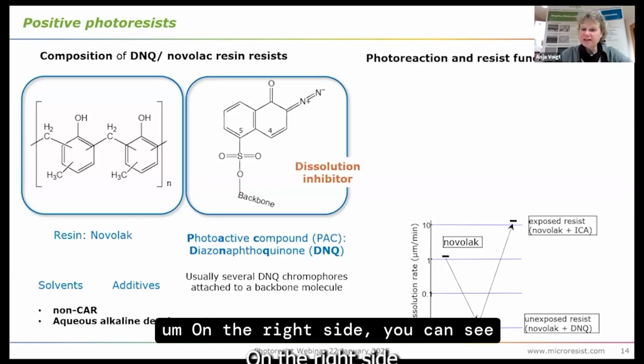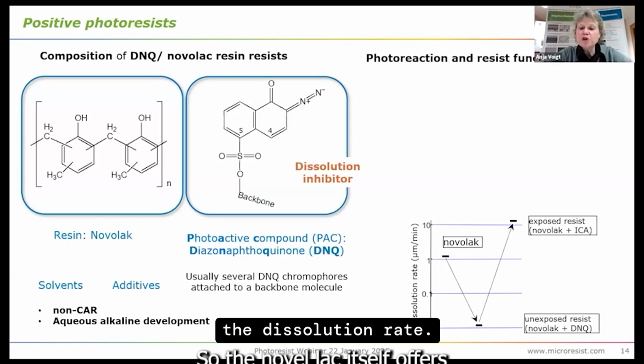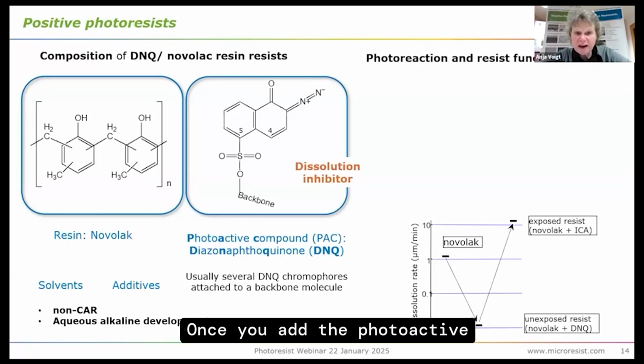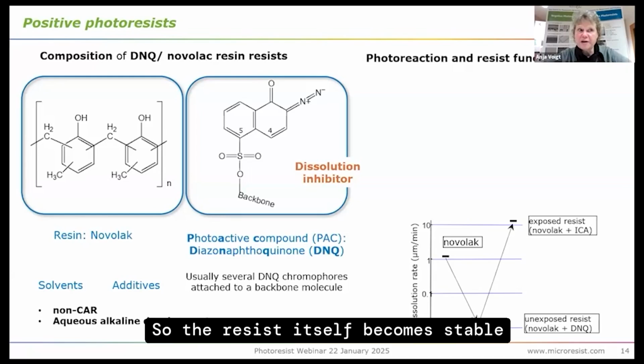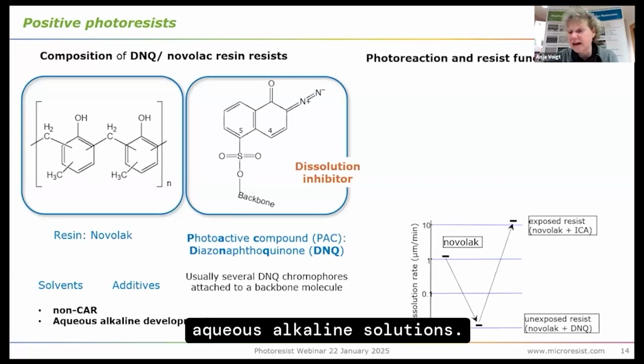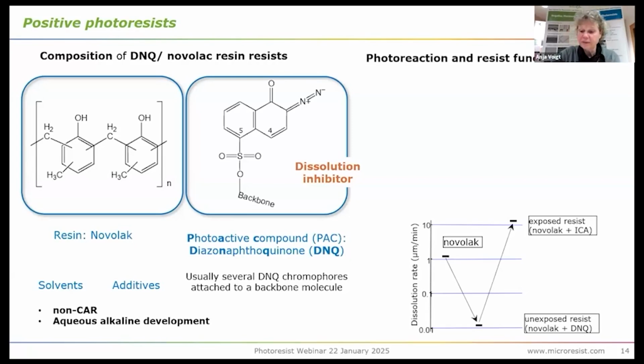On the right side, you can see the dissolution rate. So the Novolac itself offers a certain, let's say, dissolution rate. Once you add the photoactive compound, it acts as a dissolution inhibitor, meaning the dissolution rate is decreased. So the resist itself becomes stable and is not that easily soluble in aqueous alkaline solutions.